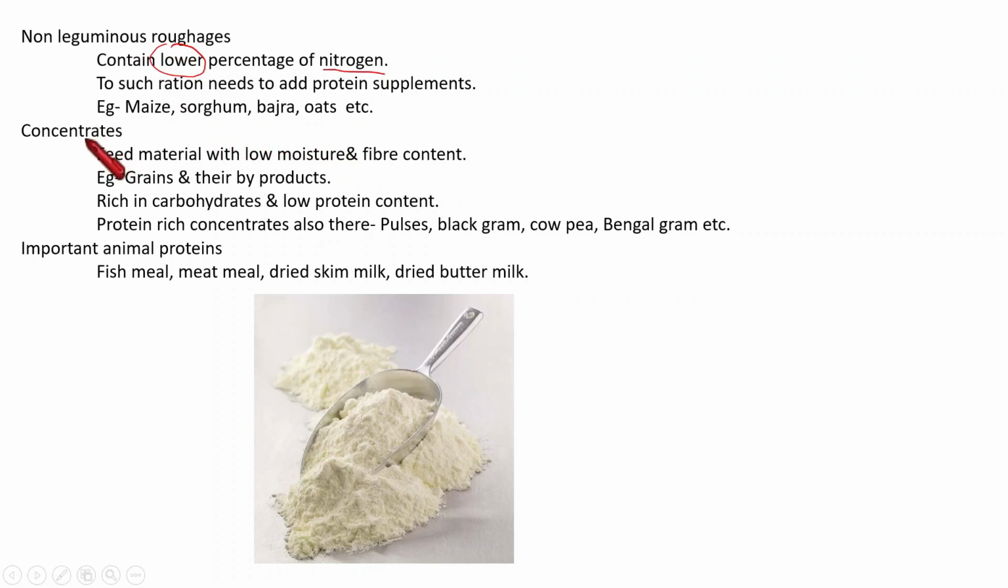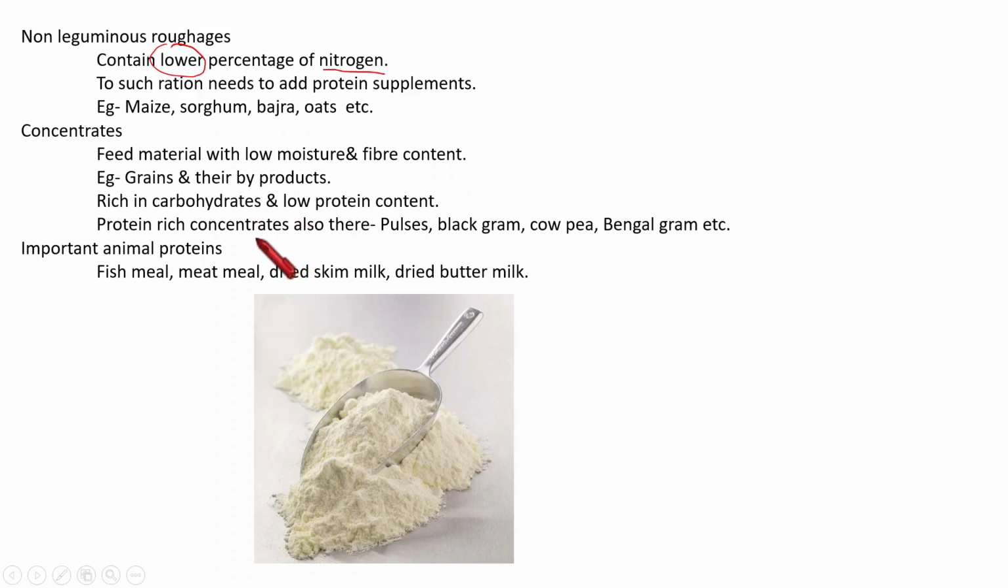Then what are concentrates? Concentrates are some types of feed material that are more concentrated, more thick, containing low moisture and low fiber content. Such types of feeds are called concentrates. Examples: grains and their byproducts. They are rich in carbohydrate, but poor in protein content.